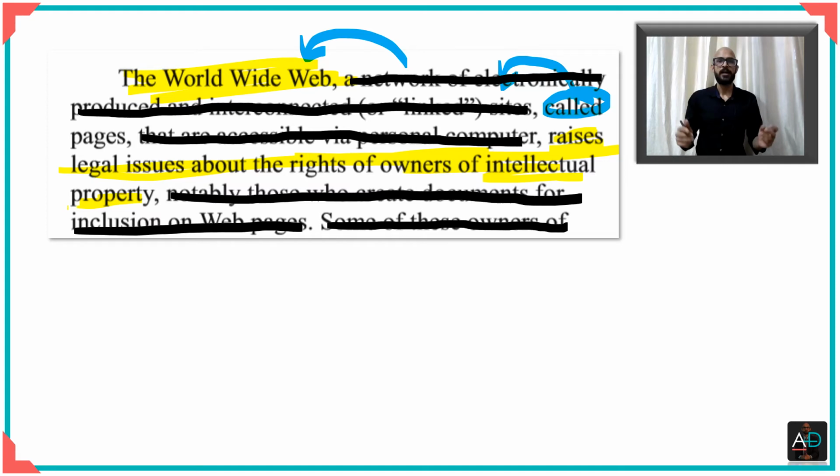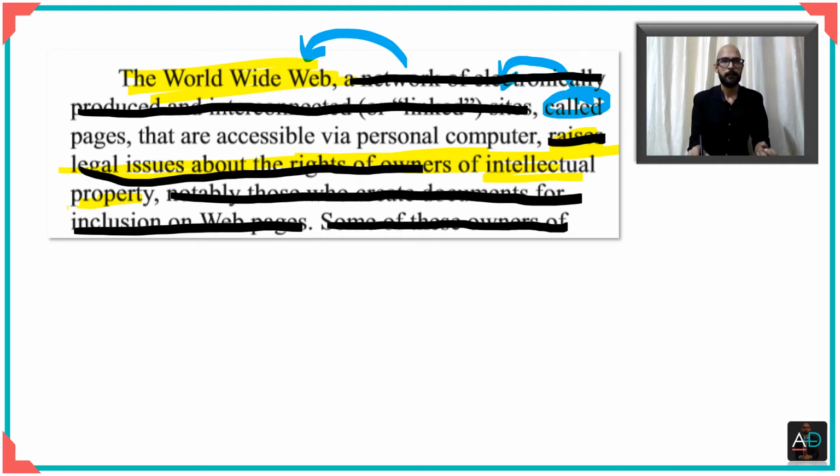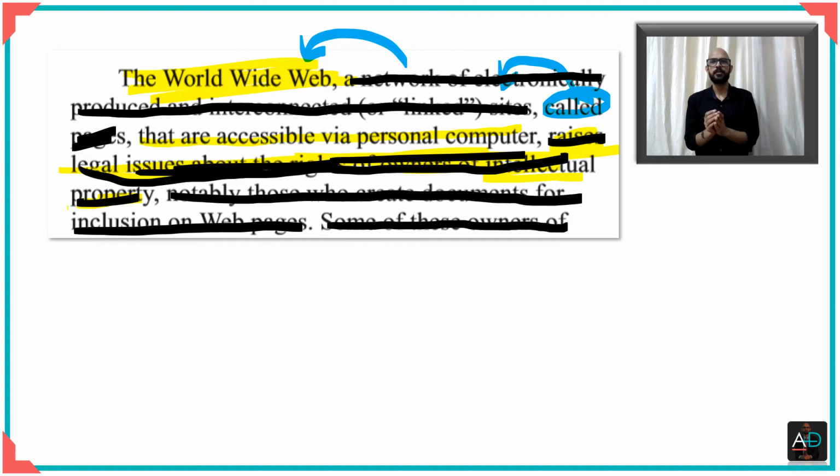Let us say, instead of eliminating or erasing this thing in yellow, let us say I had done something else. Let me give you an example. Let's say I make this one okay, and I blacken this part. Now let's have a look at what remains. What remains is that the World Wide Web that are accessible via personal computer. Well, that doesn't sound complete.